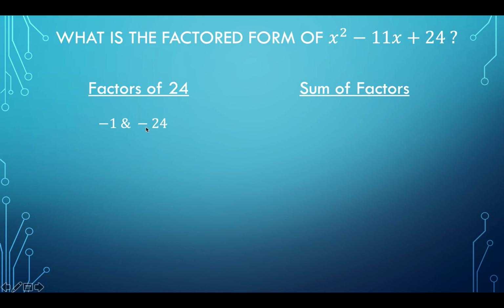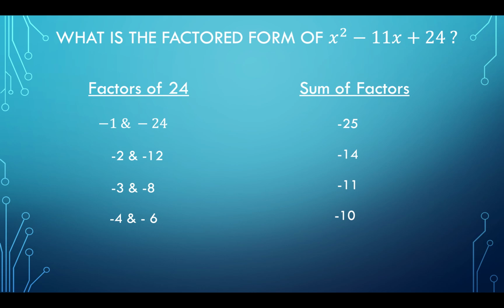Negative 1 times negative 24 gives me positive 24, but when we add them together, we get negative 25. What else gives us 24? Negative 2 times negative 12 gives us positive 24. What's negative 2 plus negative 12? Negative 14. Negative 3 times negative 8 gives me positive 24, but negative 3 plus negative 8 gives me negative 11. And lastly, negative 4 times negative 6 gives me positive 24. Negative 4 plus negative 6 gives me negative 10.